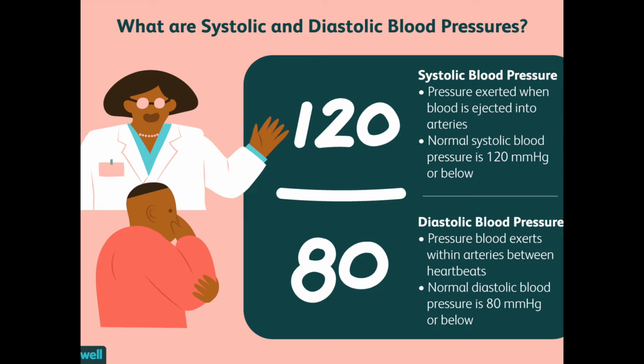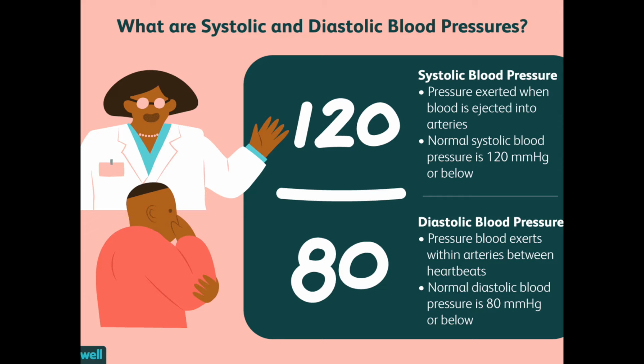As you may have seen before, blood pressure is measured with two numbers. The first, or top number, measures systolic blood pressure. This is the pressure exerted on the artery walls when the heart beats, or when the left ventricle contracts and ejects the blood into the aorta. This number will always be higher.